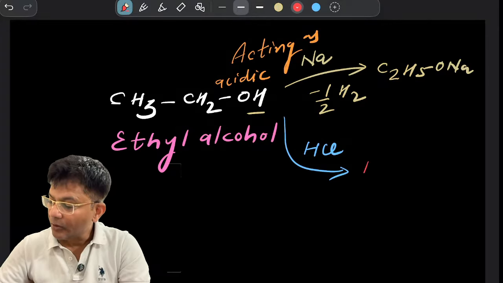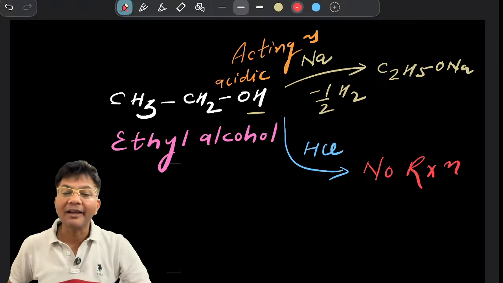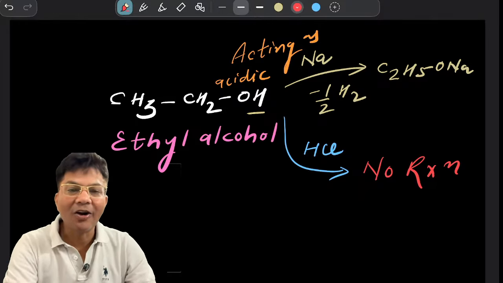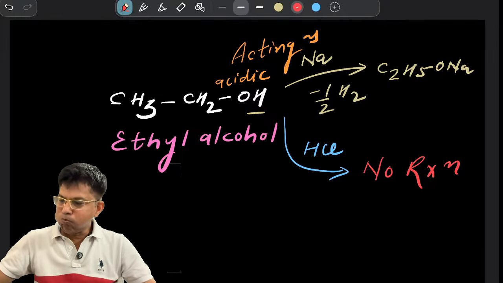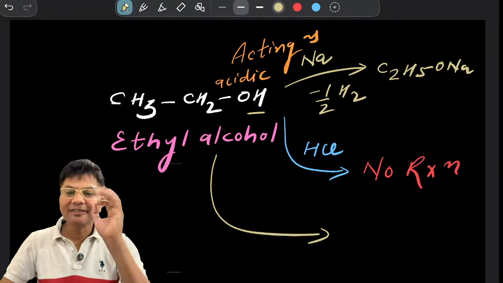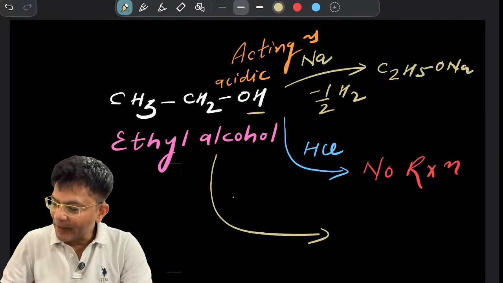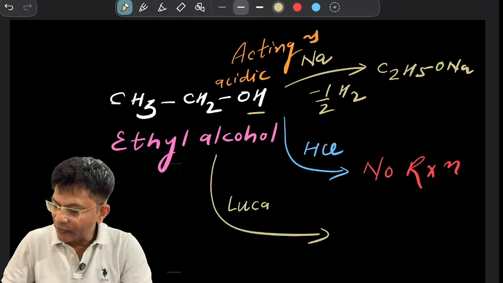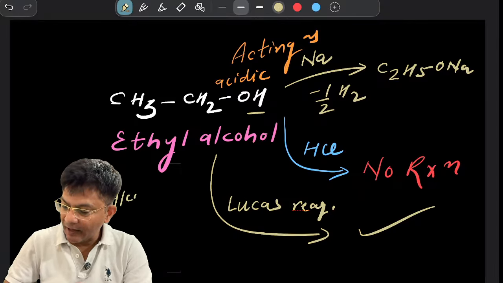Now, my dear students, with HCl, remember that, no reaction. So people will get failed over here. People will definitely get trapped. They will say that alcohol is acting as base, but no reaction. So if I place Lucas reagent, which I will explain later, then definitely a reaction will take place and alcohol will behave as basic.